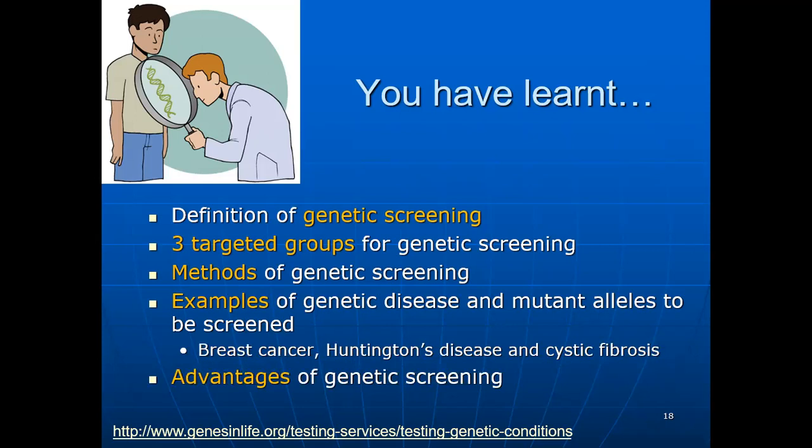Last, we have also basically focused on the advantage of doing genetic screening, because after you get the information, there are so many decisions you can make out of that and be prepared. Correct?